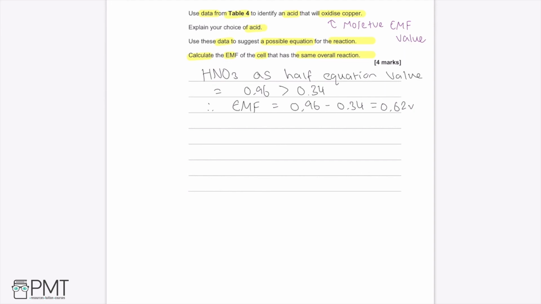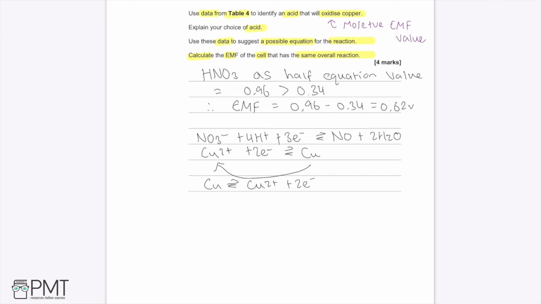Now for the final mark, we need to write out an overall equation. So if you write out the two equations first, we will get NO3- plus 4H plus 3e- goes to NO plus 2H2O, and then Cu2+ plus 2e- goes to Cu. So again, the half equation with the most negative EMF goes backwards, so we will get Cu goes to Cu2+ plus 2e-.